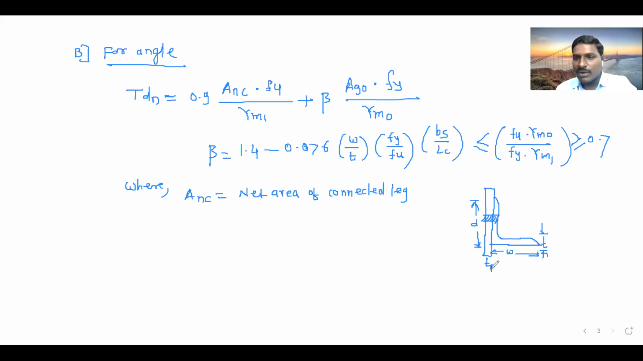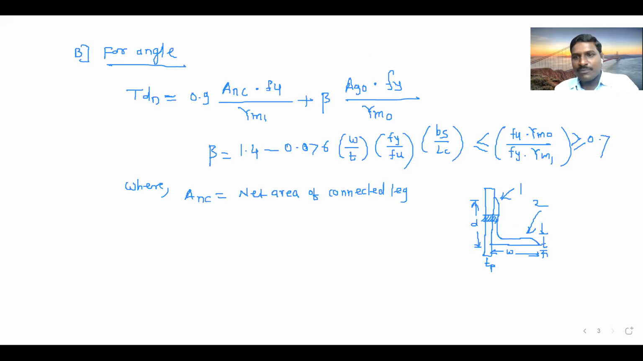See, now we have to calculate here the net area of connected leg. Which leg is connected here to the plate? Which leg? Leg means an angle has two legs. This is 1 and this is 2. These are the two legs of the angle.